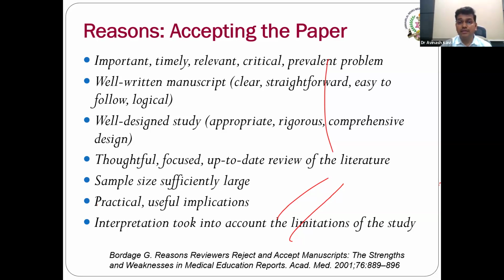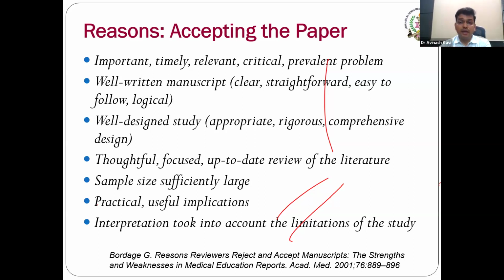It should be a well-designed study, of course, following these 8 steps. A thoughtful, focused, up-to-date review of literature, because we see some of the reviews of literature are outdated. And after that, we might have missed the link and forgot to include the recent review of literature, which has totally different outcomes altogether. And the sample size should be sufficiently large, with practically useful implications, and interpretation taking into account the limitations of the study, because no study is 100% perfect, including most of the well-funded research projects also. So if we can mention all these things and make sure that we take care of these aspects, probably the chances of accepting the paper will be much higher.